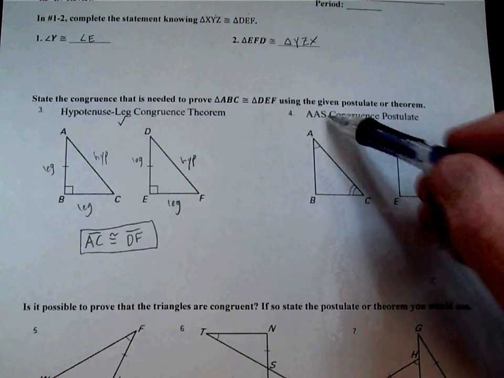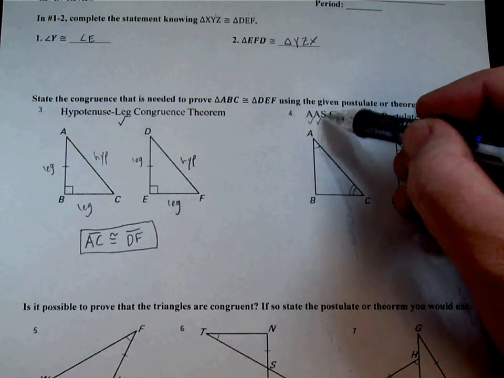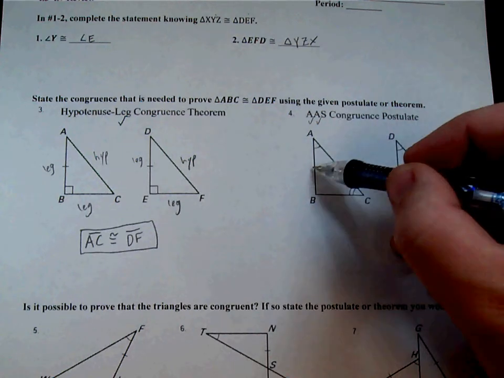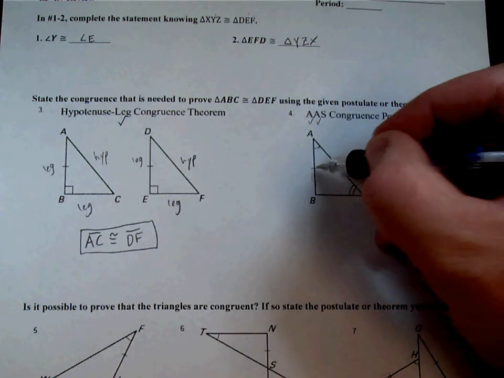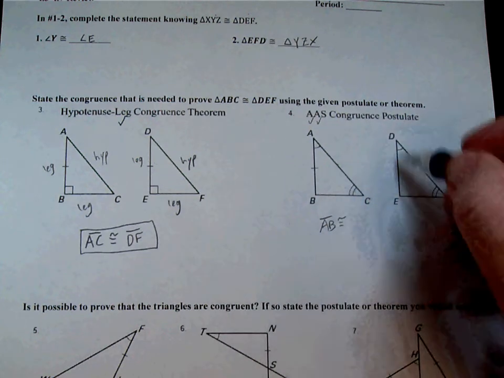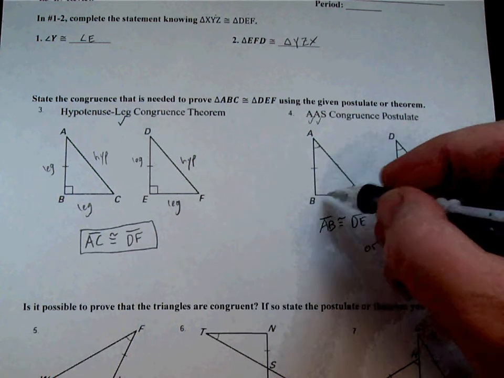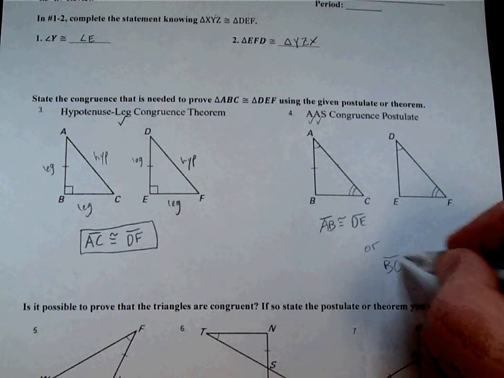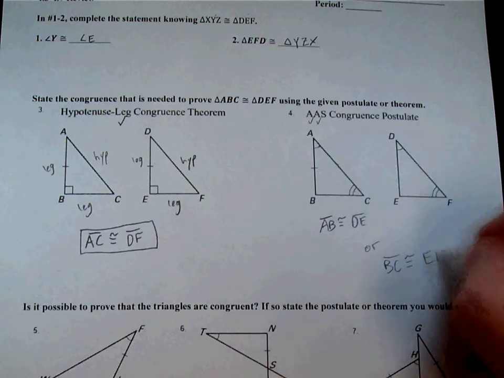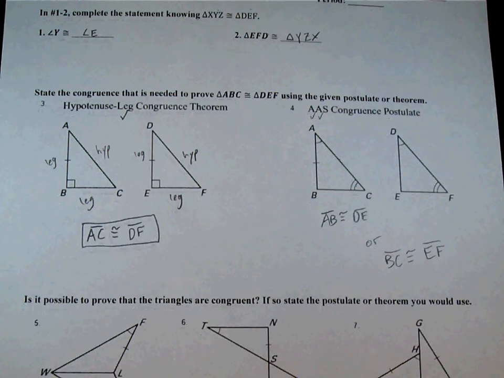Number 4, angle, angle, side. We have two angles. We've got the angle taken care of, we've got the other angle taken care of. But now we need a side, and it's not the one between them, so not this side. You have two choices. You could either use AB, and if you use AB, it would have to be congruent to DE, or you could have instead used BC, and it's congruent and corresponding to EF. You could use either one of those, it doesn't matter which one, you don't need them both, just one.